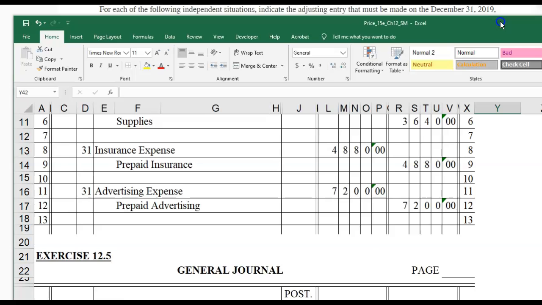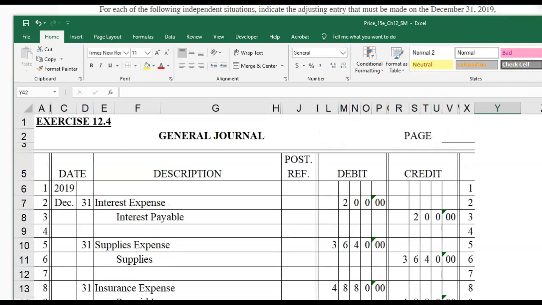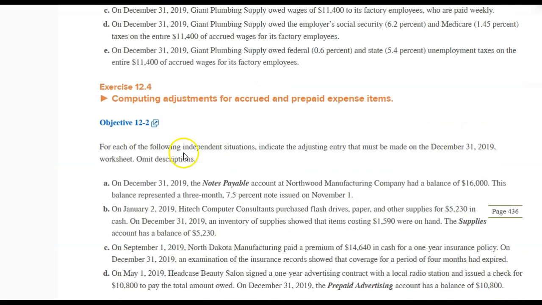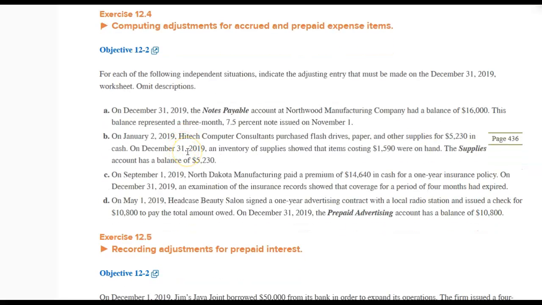Okay. 12.4. For each of the following independent situations, indicate the adjusting entry. Okay, let's talk about adjusting entries.